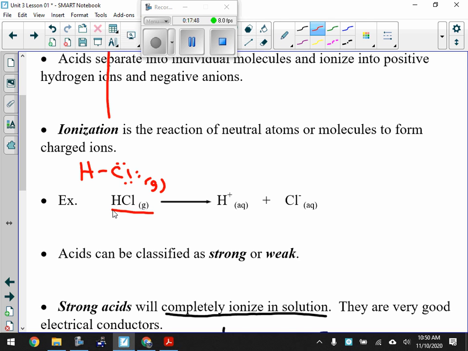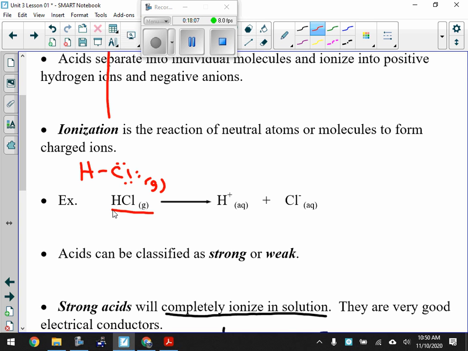I think chlorine is 3.2, hydrogen is 2.2. So if I subtract the two, it's about 1.0. Yes, it's definitely polar for sure, but probably not big enough to have a positive and negative ion. But it is a molecular compound, a polar molecular compound, probably.